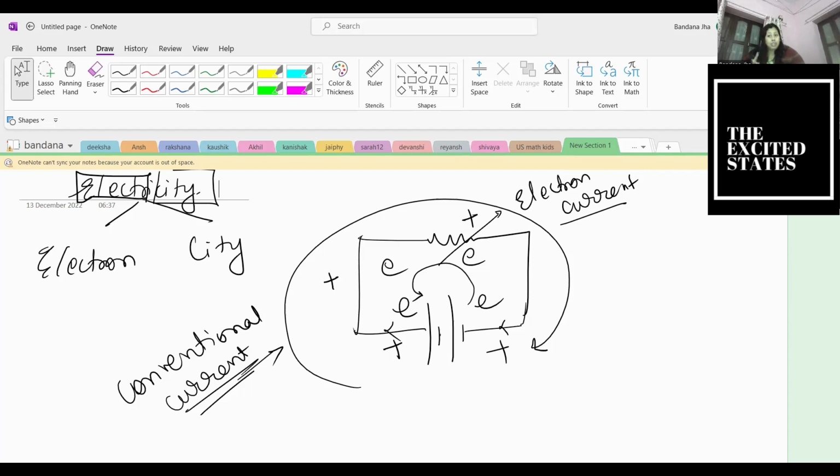Now the second question of mine from this diagram: why are an equal number of protons and electrons moving in this circuit? Before answering this question, my other question is, why does the electron move first and then the proton moves? I'm not sure.